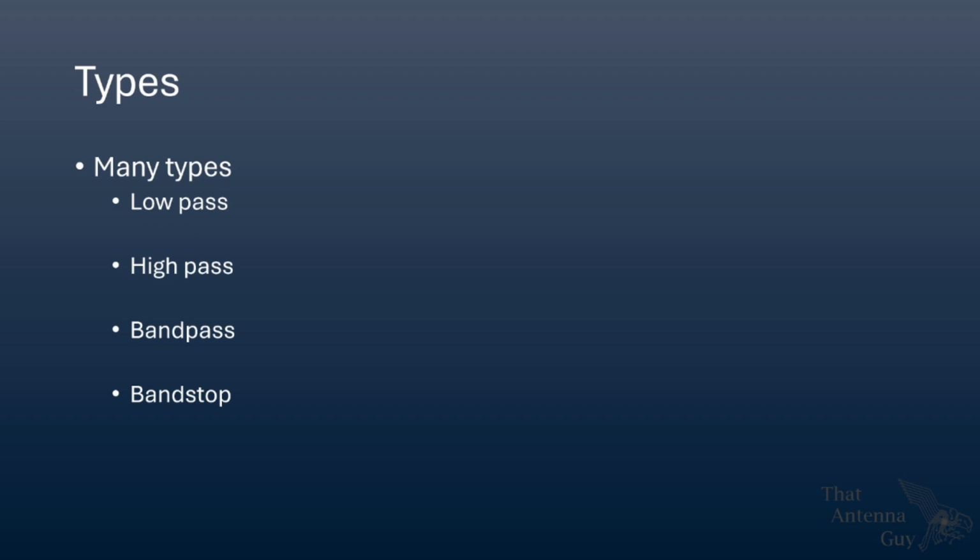So what type of filters can we make? Well, there's four main types. We can make a low pass, which allows frequencies below our cutoff frequency through, high pass, which lets frequencies above our cutoff frequency through, band pass, which allows a certain bandwidth of frequencies through, and band stop, which prevents a specific range of frequencies from coming through.